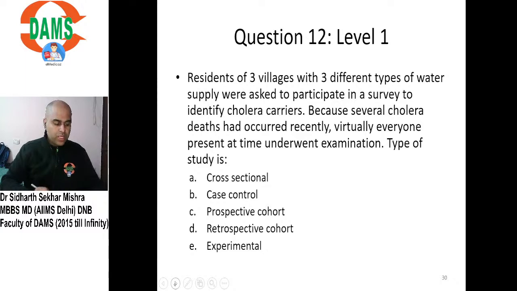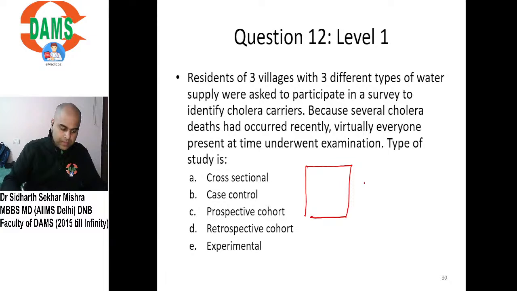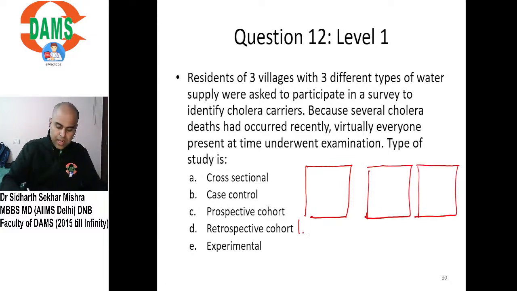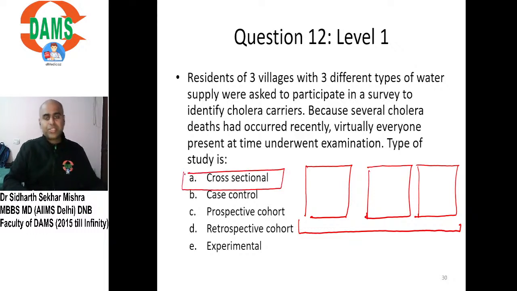So if you see over here, you would see we have 3 villages. All the 3 villages are taken at a single point of time. So it is a section. So it becomes a cross-sectional study. Yes, I hope I'm clear with this.